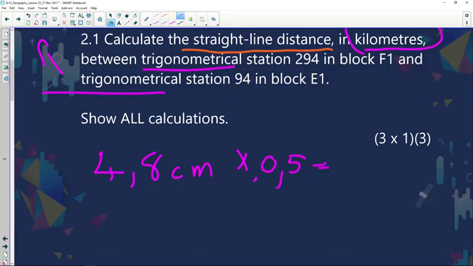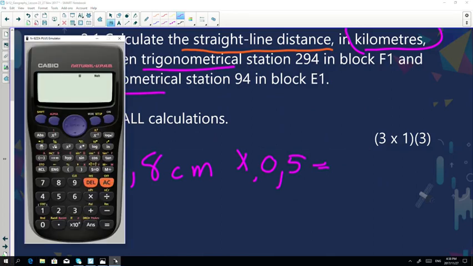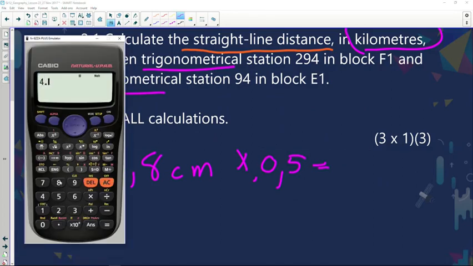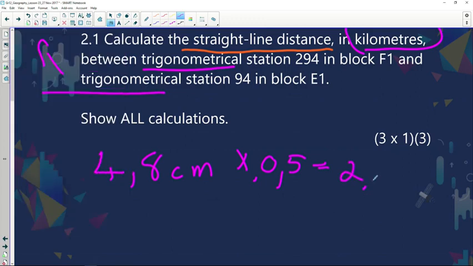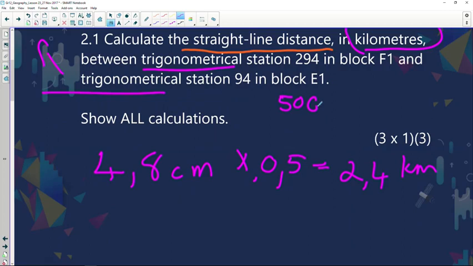And let's quickly get our calculator out. 4.8 centimeters times 0.5, and you'll get an answer of 2.4 kilometers. Okay, simple, just like that. Remember your formula. It's going to change when you use an orthophoto map, it will change to 0.1. What will happen if the answer was asked in meters? Then that 0.5 will change into 500.